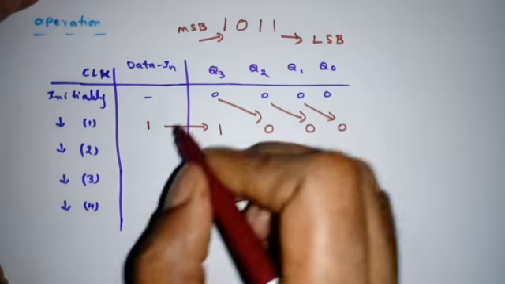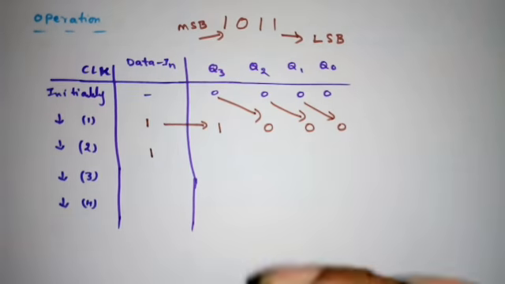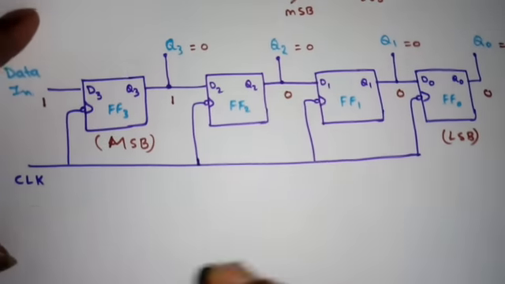Next, what do we need to apply? Next, again one more 1. Now what will happen? This will be transferred here, so that also we'll see using the logic diagram.